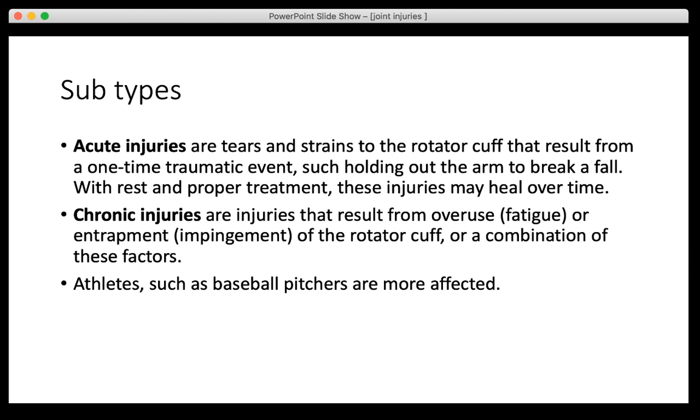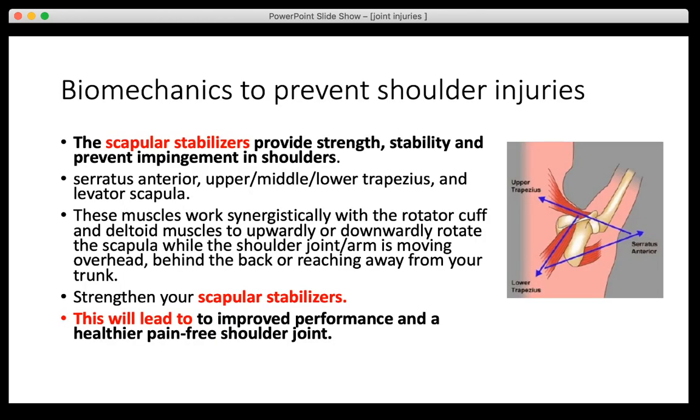So this is all about shoulder injuries which you see commonly in your sports. Now I'll discuss some biomechanics to prevent these injuries in the next slide.